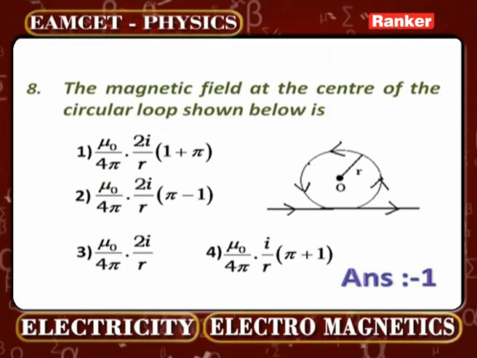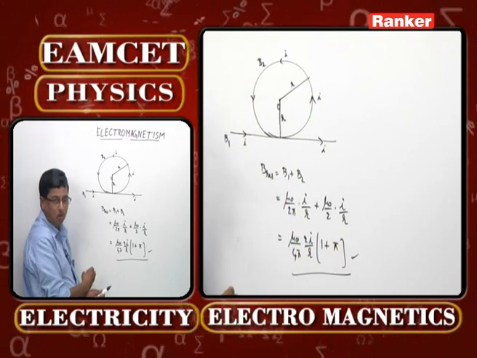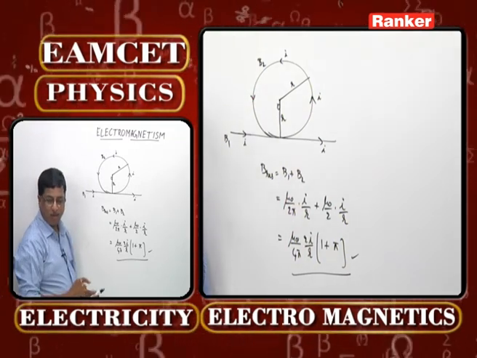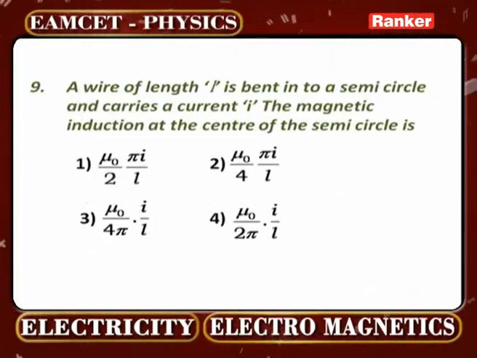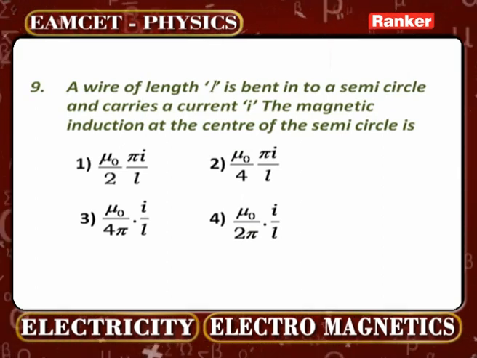So, the only thing you should understand is the directions of currents and application of right hand thumb rule to get the correct answer for this. Look at the next problem, that is problem number 9. A wire of length L is bent into a semicircle and carries a current I. The magnetic induction at the center of the semicircle is how much?